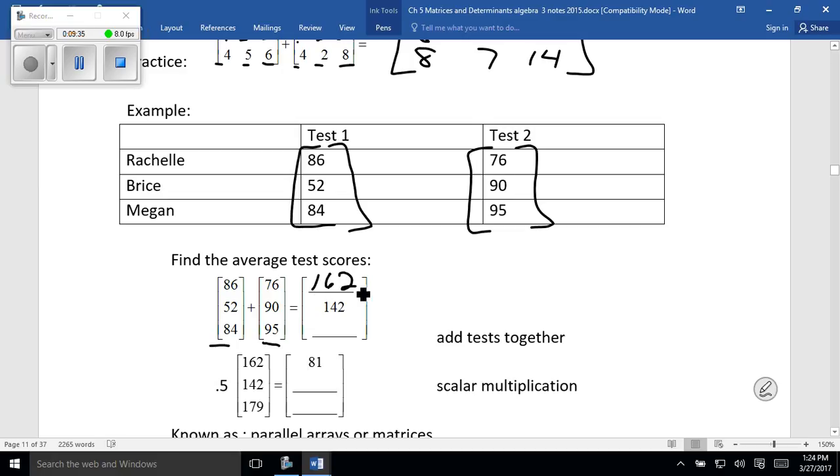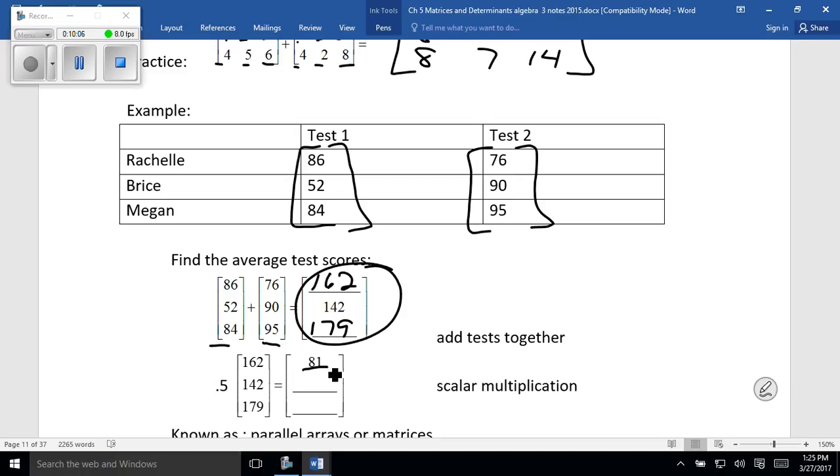Okay, so what's this number here? This one? 179, is that what you said? Yes. Okay, so who does 162 belong to? Rochelle. Okay, now I have to take this parallel matrix that I combined and do what? Divide by 2? I didn't put divide by 2, I said multiply by a half, which is fine. Yeah, the number of tests, which was 2 this time. So when I take 162 divided by 2, I got 81. That's Rochelle's average. Make sense?